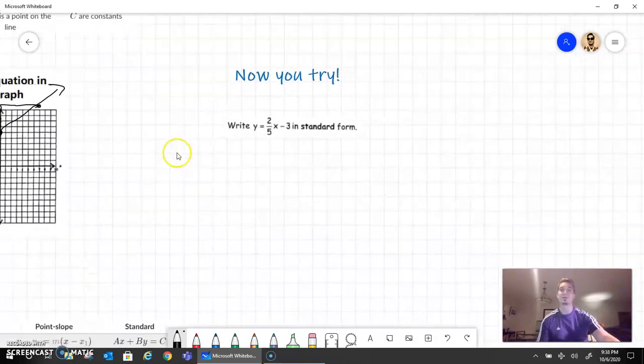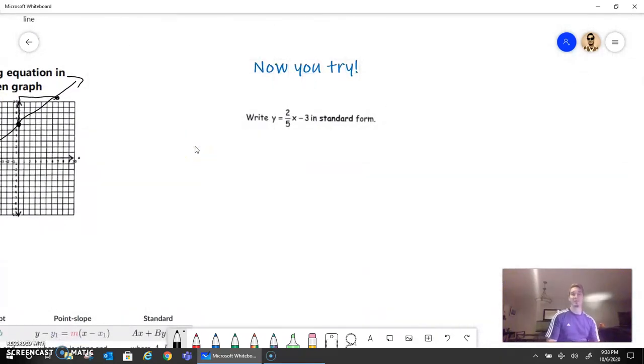All right, so this next one I want you to try. Again, you're not going to have to graph, but I want you to pause the video now, and I want you to take this equation, which is currently in slope-intercept form, and I want you to convert it to standard form.